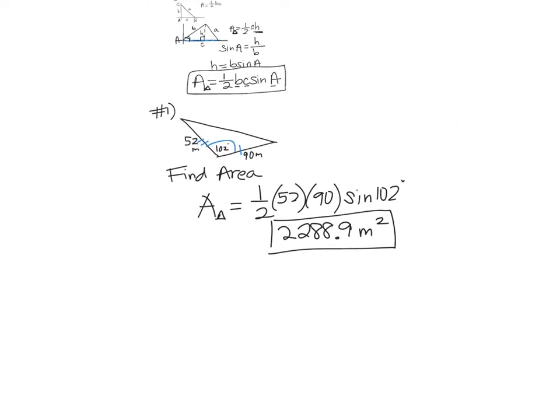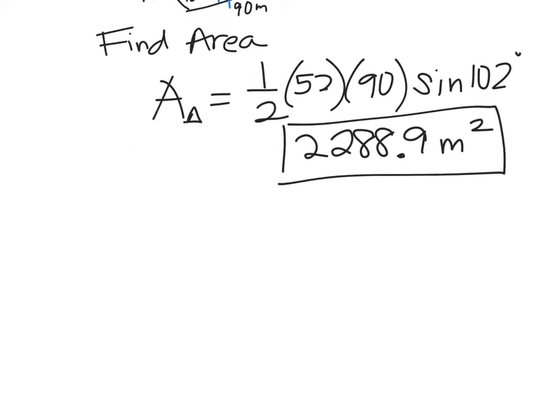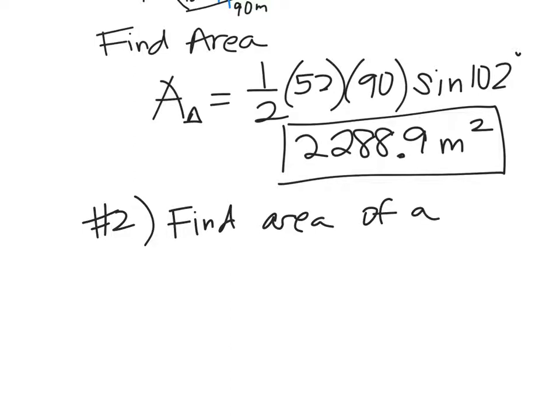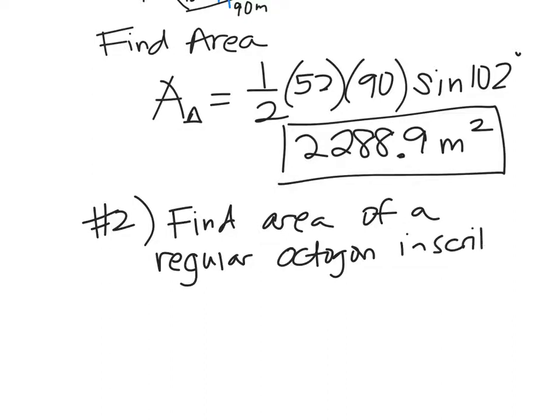All right, pretty easy so far? Yeah? Okay, let's do number 2. Ooh, this one's kind of fun. It says to find the area of a regular octagon inscribed in a circle of radius 9.